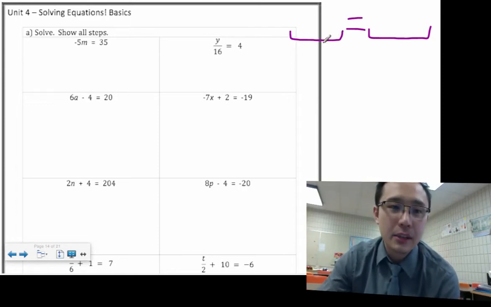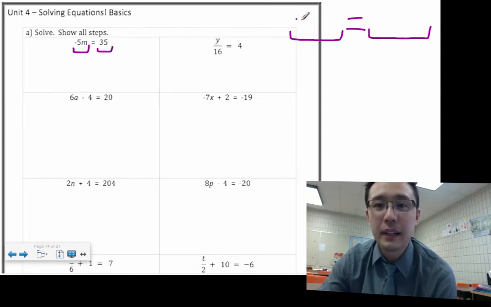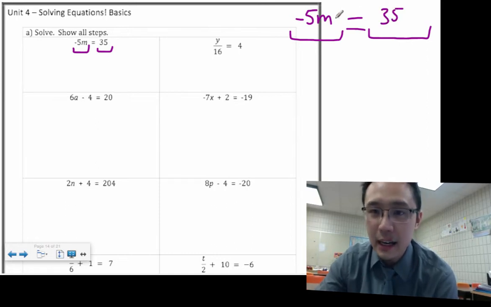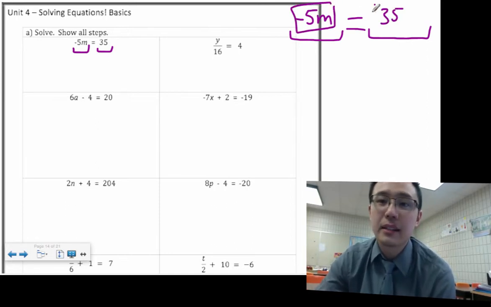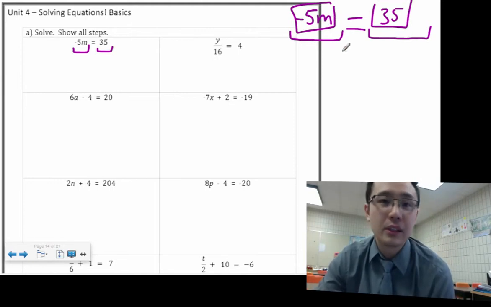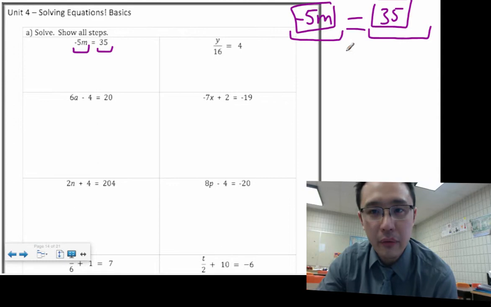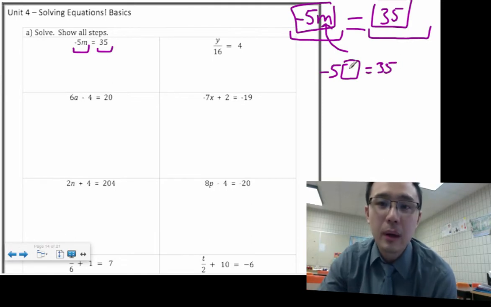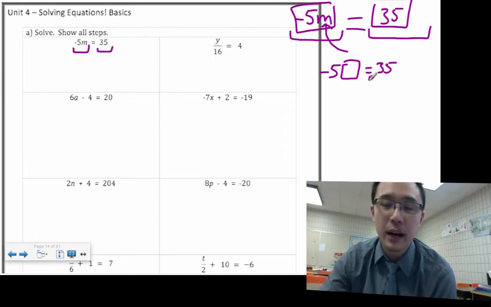In this case, you have negative 5m is equal to 35. So this side is still the same as the right side, even though this one has m. The purpose of solving an equation is to find a number that fits into m. Negative 5 times something is equal to 35. What goes in here, when multiplied by negative 5, gives you 35? That's what solving an equation is about.